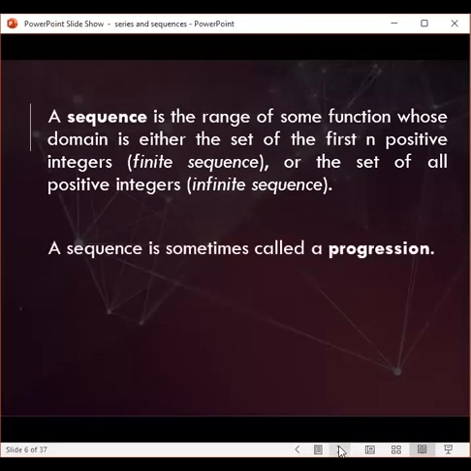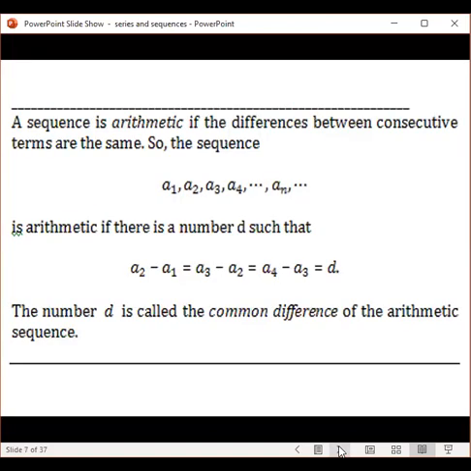Now, a sequence is also called a progression. So there will be times you may hear arithmetic sequence and arithmetic progression. They are just the same. Geometric sequence and geometric progression are still the same. Again, sequence is also called a progression. For our lesson, we will just focus on two types of sequences or progression. We have the arithmetic sequence and the geometric sequence or progression.